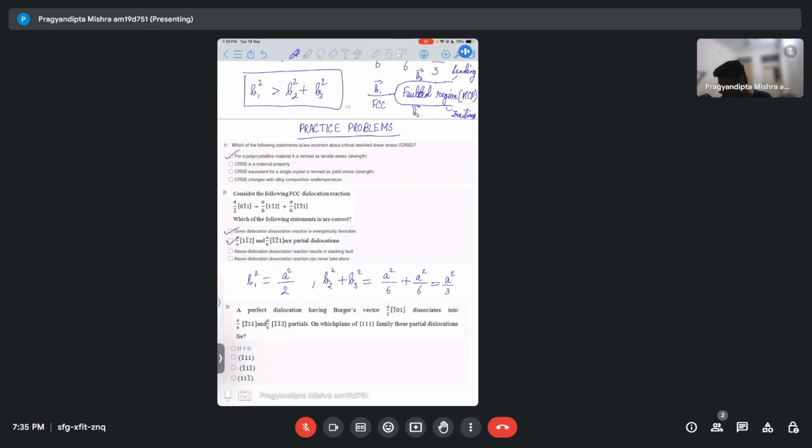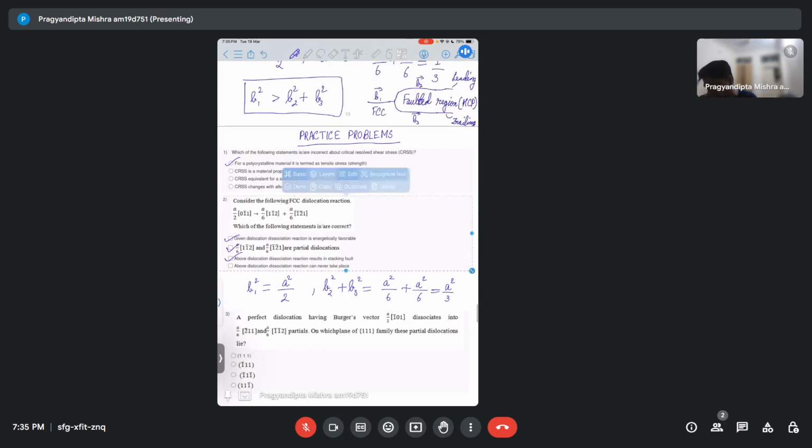Right? And the above dislocation dissociation reaction will result in a stacking fault. That is also correct. Final option, above dislocation dissociation reaction can never take place. That is wrong. Why we are saying that this can take place is because if you add the Burgers vectors on the right hand side, you will get the Burgers vector on the left hand side, right? Because you can see here 1, 1 and minus 1 for the first one. That will lead to 0.